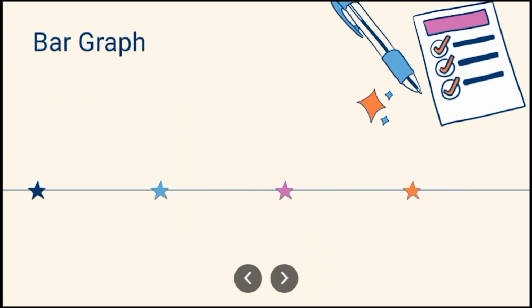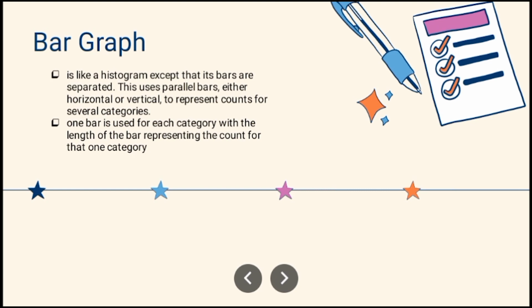The third one is the bar graph. So what do you mean by bar graph? A bar graph is like a histogram, except that its bars are separated. This uses parallel bars, either horizontal or vertical, to represent counts for several categories. One bar is used for each category with the length of the bar representing the count for that one category.